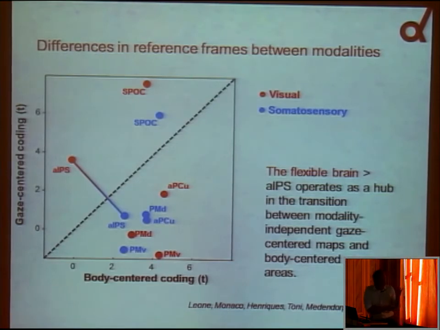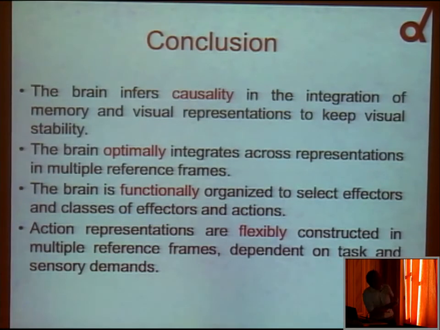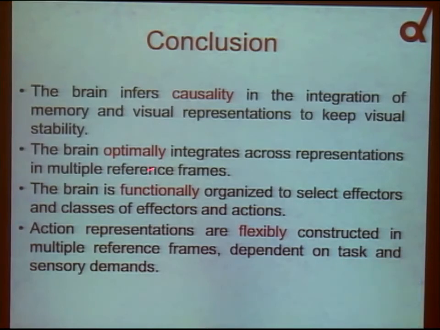Okay, so these are my 4 points for today. What I tried to show you is that the brain infers causality in the integration of memory and visual representations in order to keep perceptual stability of optics, the causal brain. I also tried to argue that the brain is optimal. It optimally integrates across representations in multiple reference frames. I tried to argue that the brain is functionally organized based on effector type selection mechanisms. And I tried to show that the brain flexibly constructs representations in multiple reference frames. That might depend on sensory demands, as I showed, but also might depend on your task. And let me stop here.